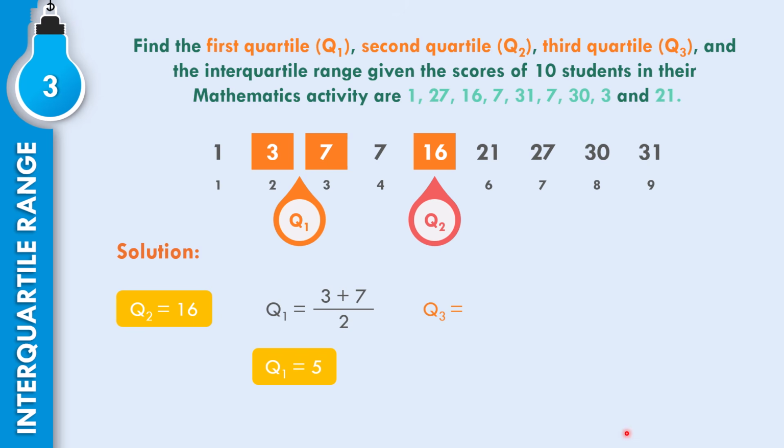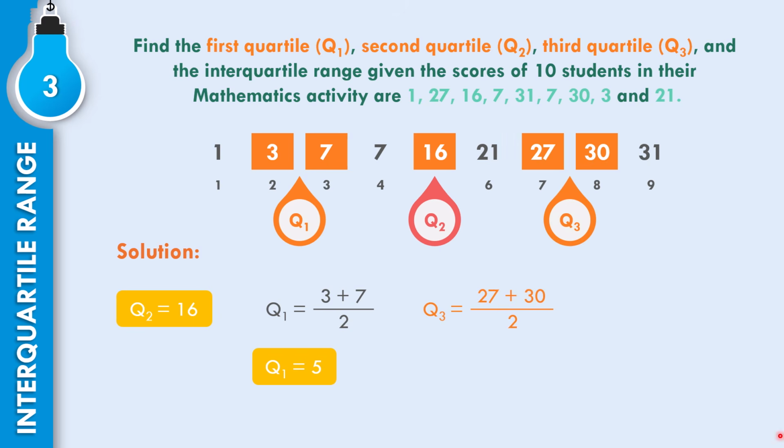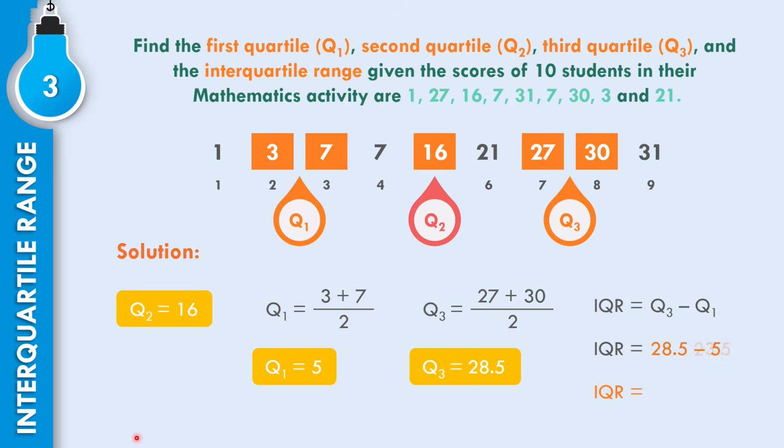So it means Q sub 3 is equal to 27 plus 30 divided by 2. 27 plus 30 is 57, divided by 2. The answer is 28.5. So let us solve now the interquartile range. It is equal to Q sub 3 minus Q sub 1. Q sub 3 is 28.5 and Q sub 1 is 5. So 28.5 minus 5, the answer for the interquartile range is 23.5.